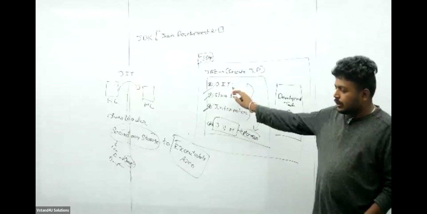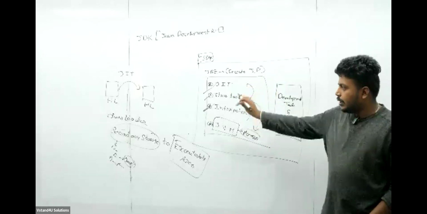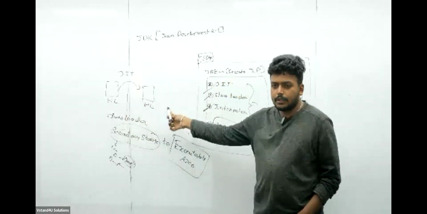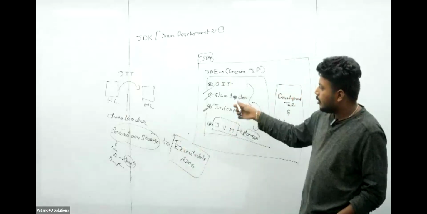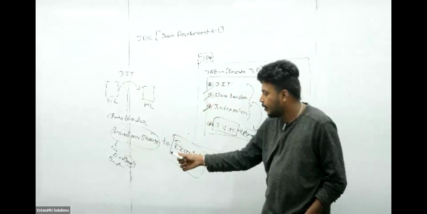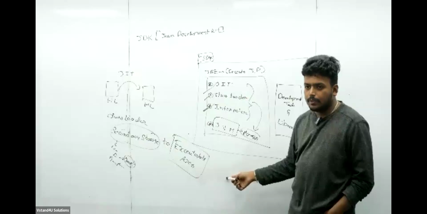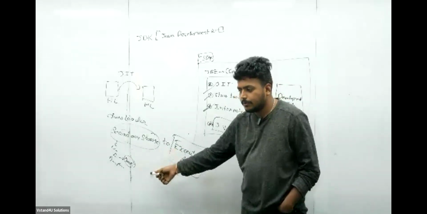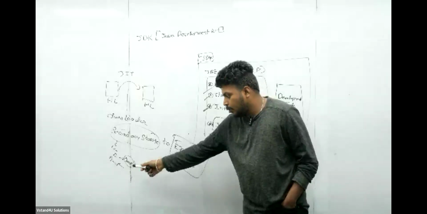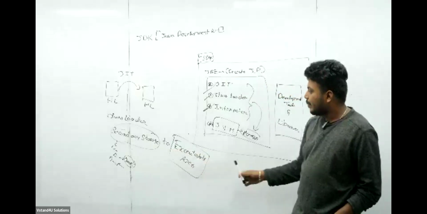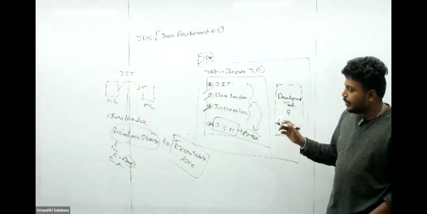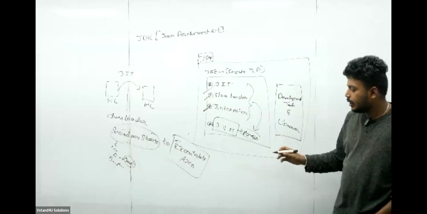JIT is nothing but Just In Time. Its duty is to convert high-level programming language into machine-level language. What is the duty of the class loader? It will move the Java file from secondary storage to the executable area. Secondary storage means you are saving a Java file in local disk C, D, or E, or it may be the desktop. What is the duty of the interpreter? In Java programming, it will check line by line.